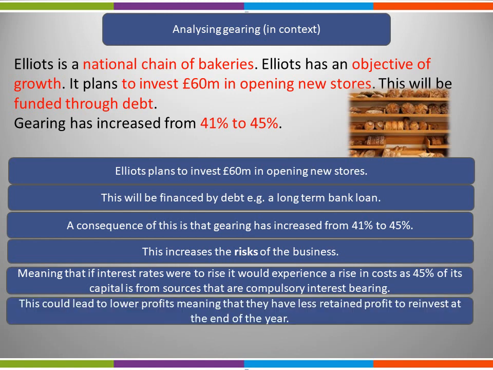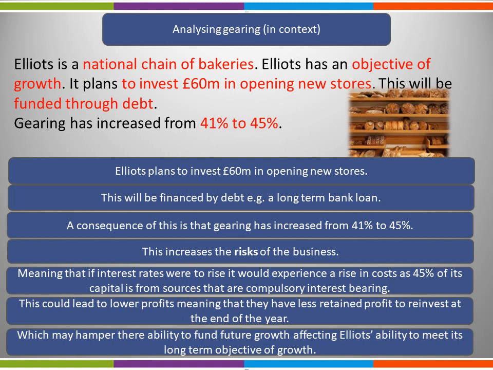This could lead to lower profits, meaning that they have less retained profit to reinvest at the end of the year, which may hamper their ability to fund future growth, affecting Elliot's ability to meet its long-term objective of growth. We've brought our answer back to why is this a risk? Well, it might stop the business from achieving its objective. We identified the objective in the paragraph where we showed in red an objective of growth.